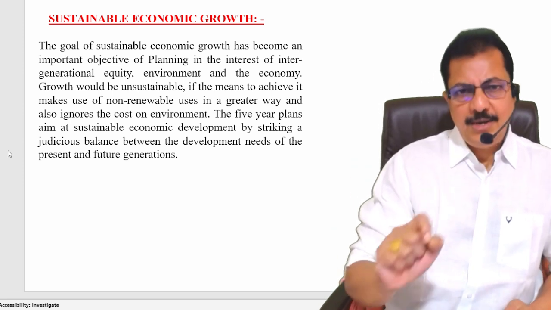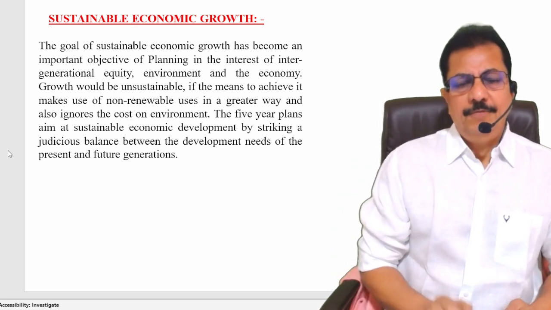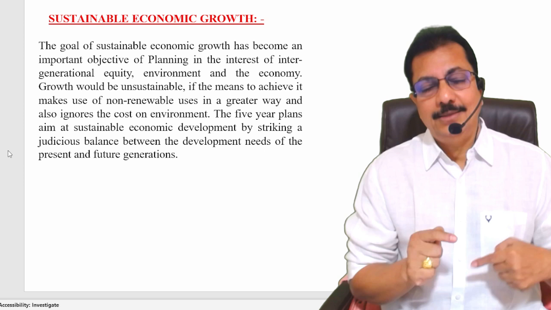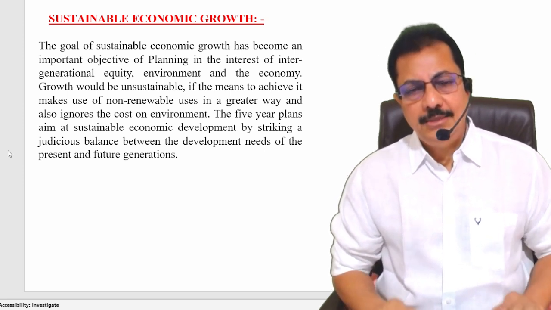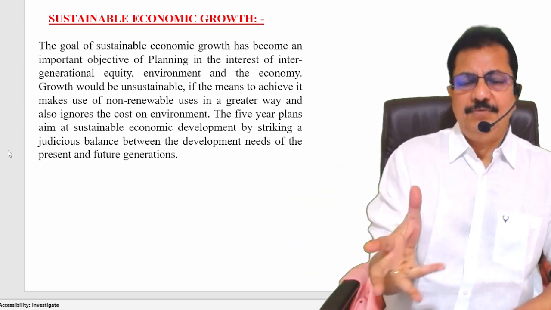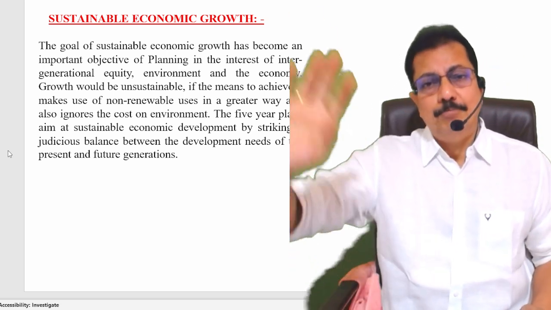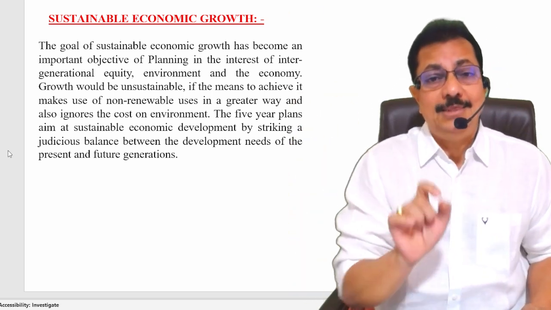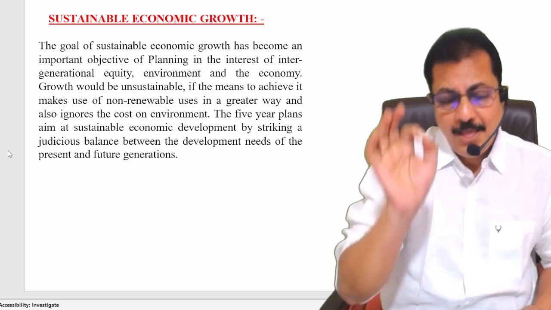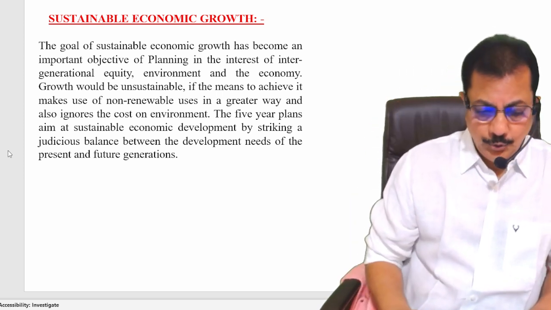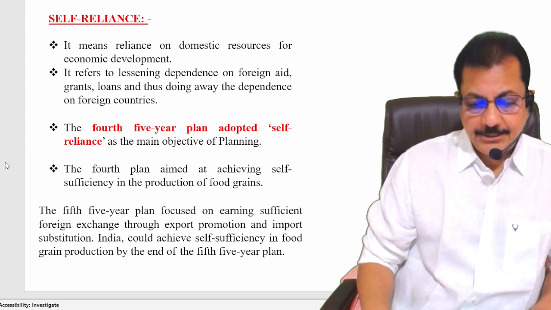Employment must be provided on a regular basis. If that is not provided, that will affect the economy very badly. That is the reason why the planning should be in such a way where all sectors will be given equal importance, and there should be progress in every sector. Then only that is called sustainable economic growth. Am I clear?